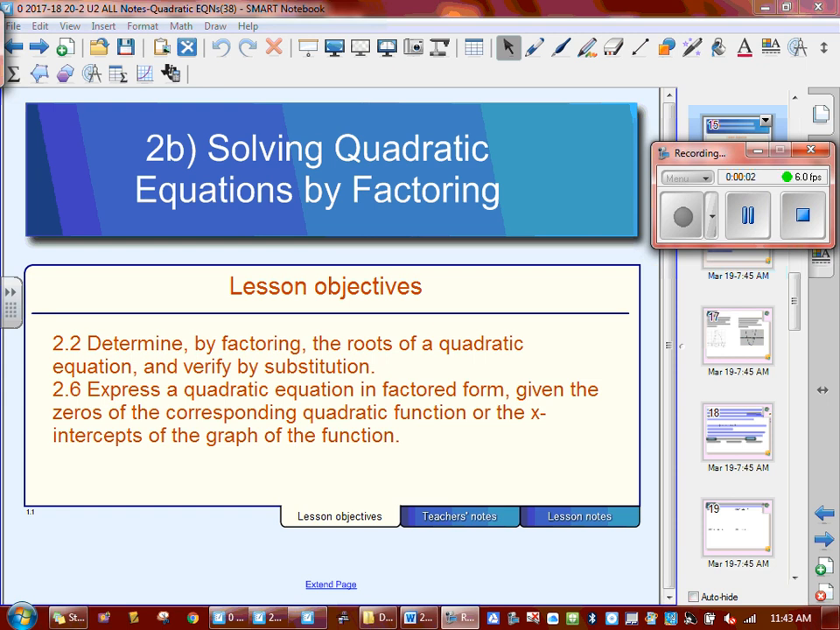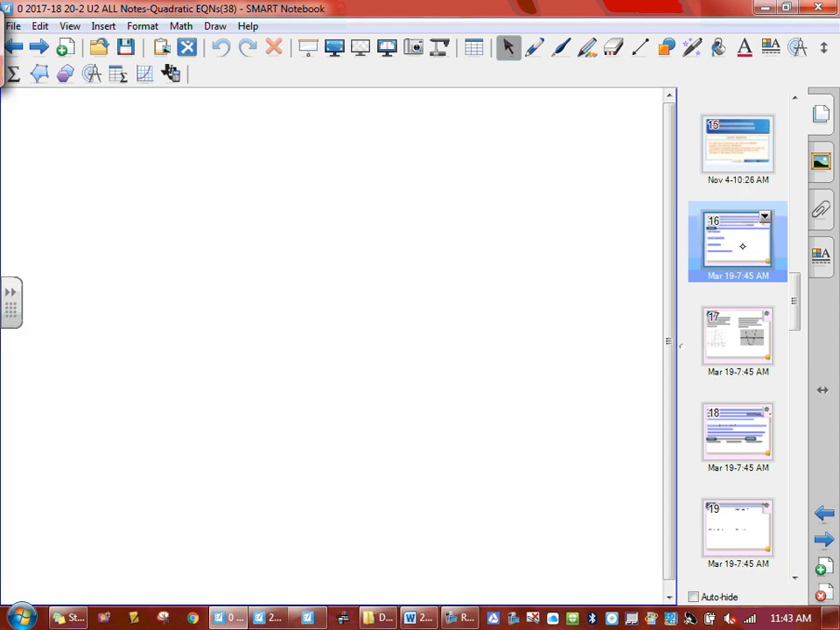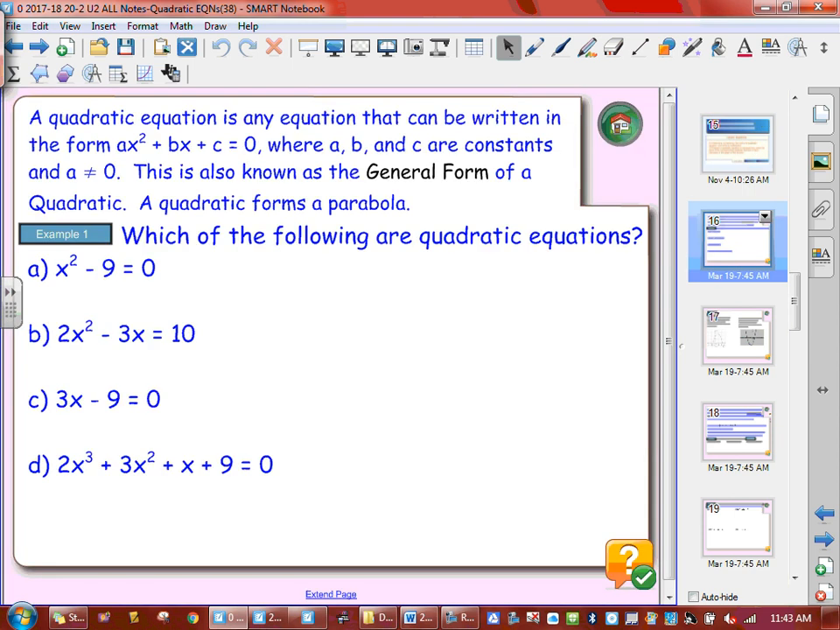This is lesson 2b. We're going to solve quadratic equations by factoring. So let's take a look at what a quadratic is. When we're in general form, it is ax squared plus bx plus c equals 0. So now what we're doing is we're taking each of our expressions and putting an equal 0 on the end to make them into an equation. Okay, that's all we've done. We've taken our expressions and we're adding equal 0 to the end. So that just means now it's going to be an equation.